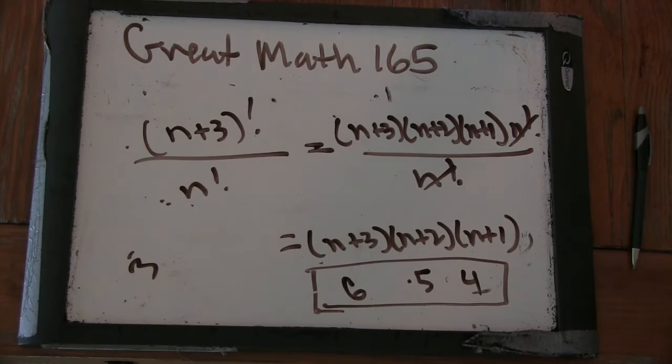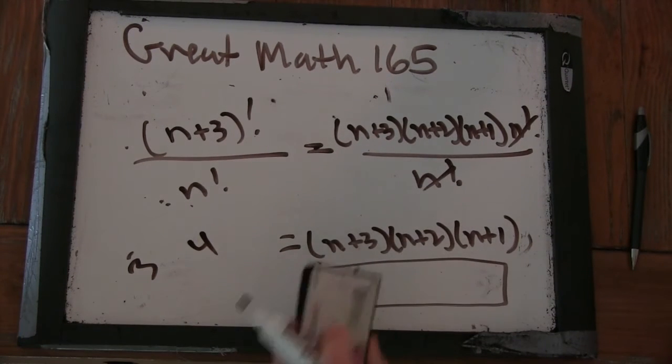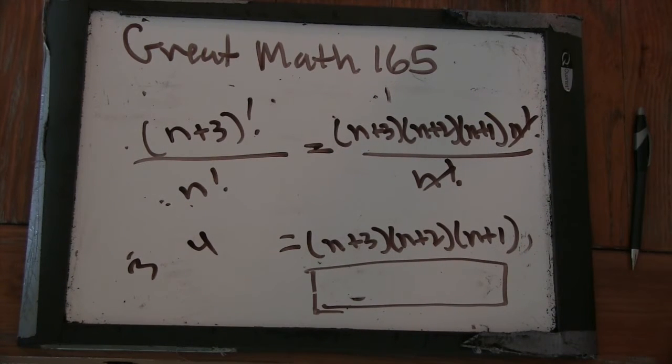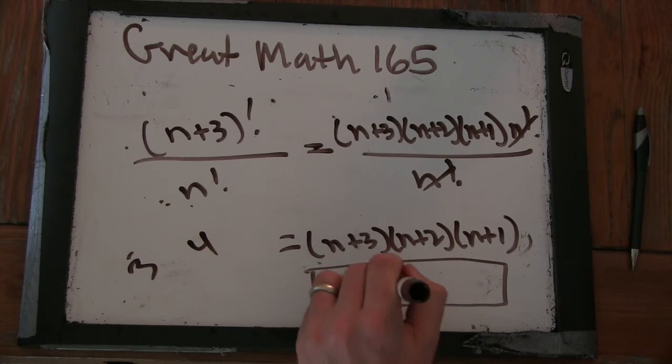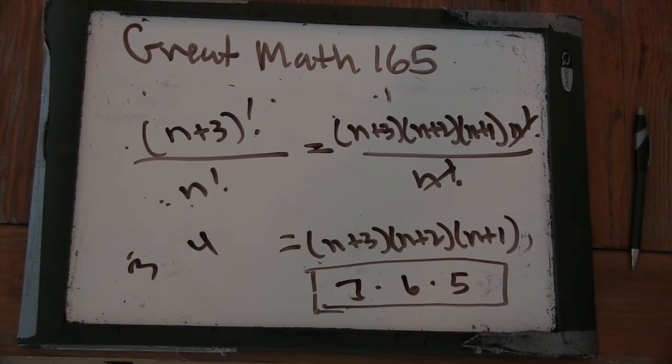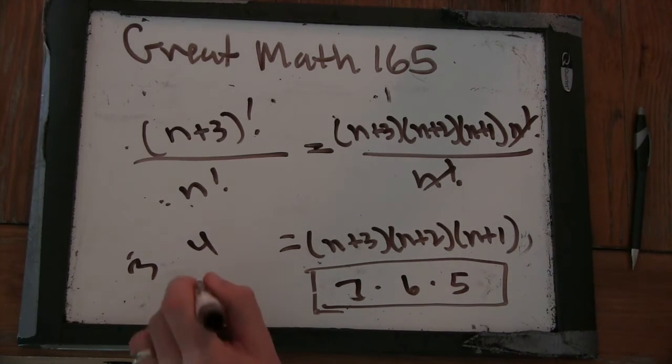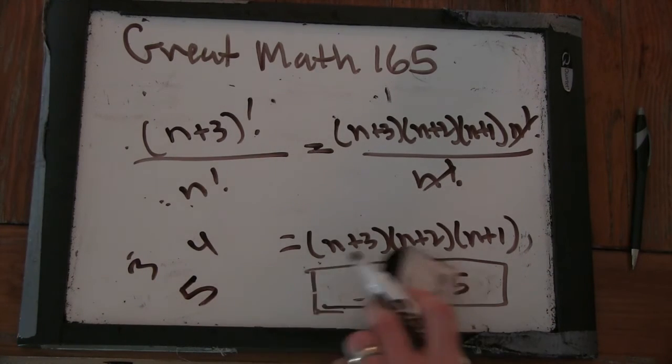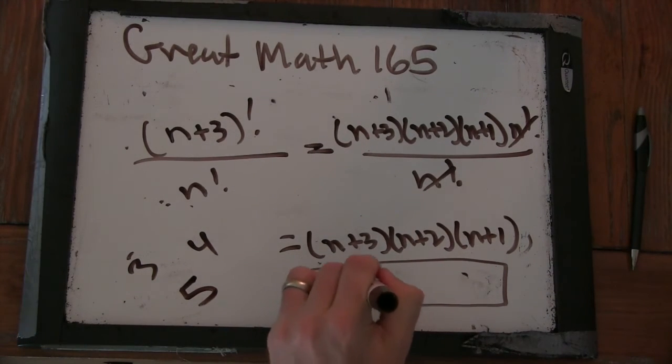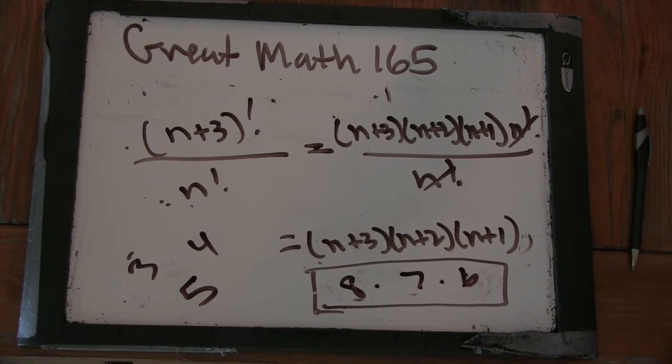So what about when n is 4 here? What happens? We have 7 times 6 times 5. Is that a multiple of 4? No. What about when n is 5? It's 8 times 7 times 6. Okay, is that a multiple of 4? Yes. Is it a multiple of 8? Yes. So it seemed like we got it to work once. We found a difference of 3, but even finding other differences of 3 is hard.